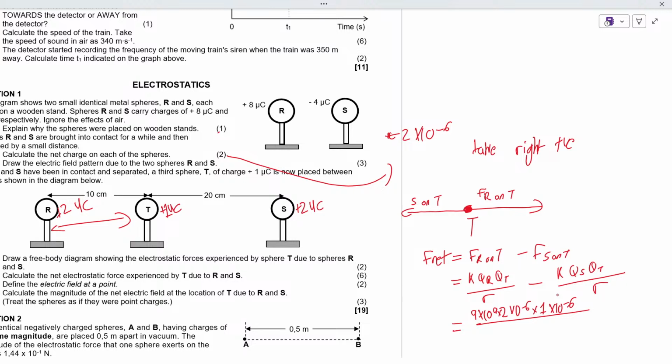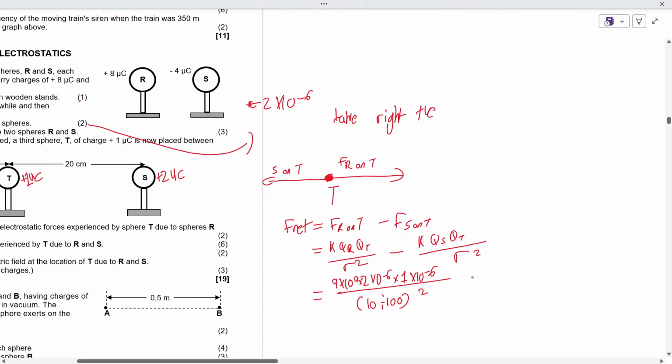We must note that we need the distance in meters. So how do we get from centimeters to meters? We divide by 100. And then we just say squared. There's a square. Imagine if it is an exam and you forget the square. And then 9 times 10 to the power 9. I once did that in my June exam. I almost cried.